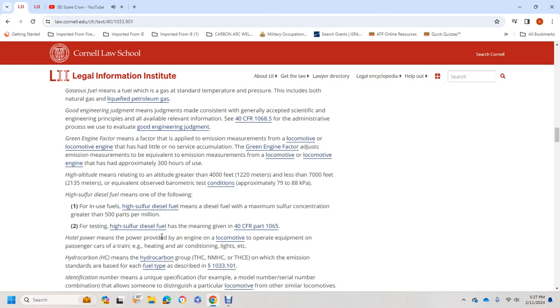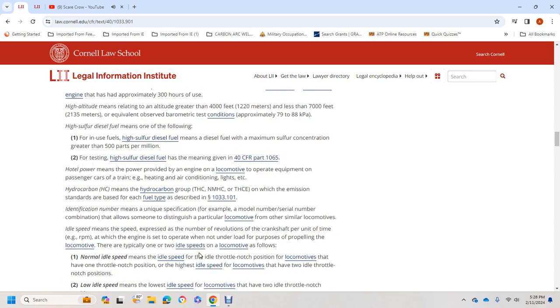Hotel power means the power provided by the locomotive engine to operate equipment of the passenger cars of the train, such as heating, air conditioning, and lights. Hydrocarbon means the hydrocarbon group of THC, NMHC, and THCE, with emission standards based on the fuel type described in 1033.101. Identification number means a unique specification, for example, a model and serial number combination, that distinguishes one particular locomotive from the others.